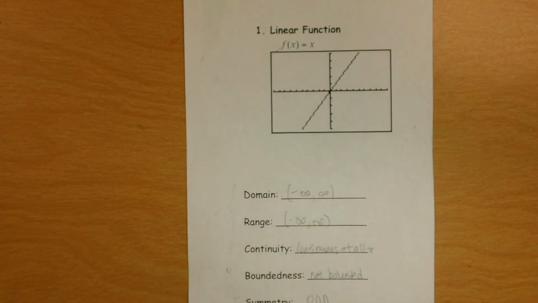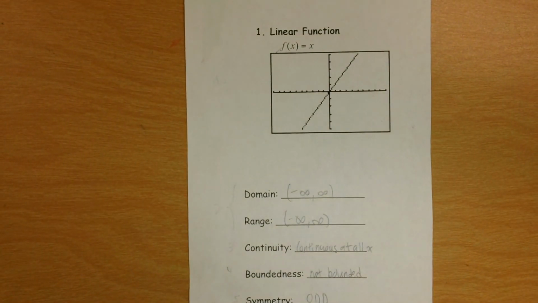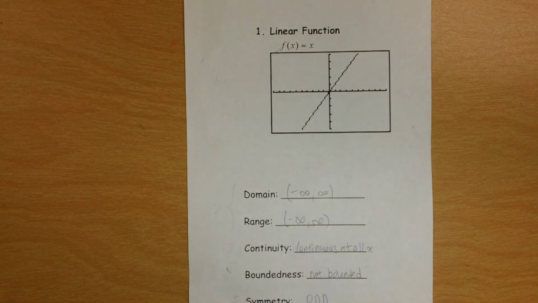A linear function is any function that graphs to a straight line. The domain of a linear function is negative infinity, infinity, or all real numbers. The range is also negative infinity, infinity. This function does not have any discontinuity and is continuous at all x.